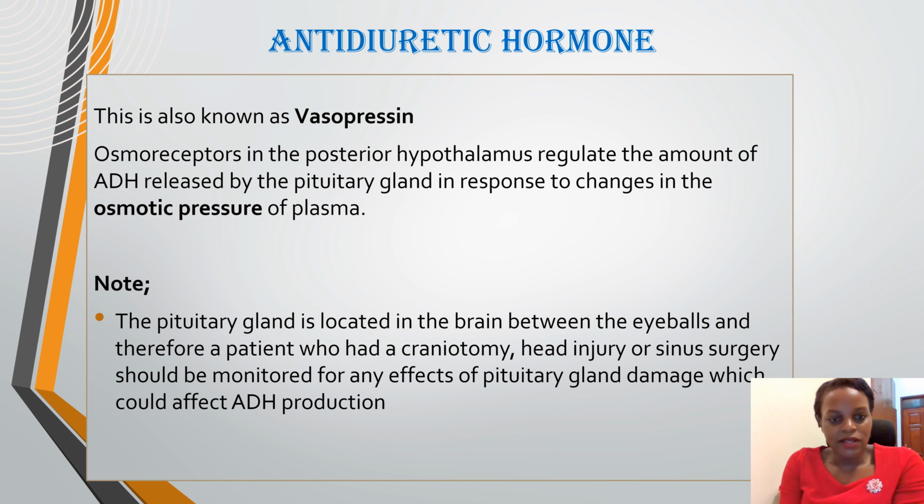We need to note that the pituitary gland is located in the brain between the eyeballs, and therefore a patient who has had a craniotomy, head injury or sinus surgery should be monitored for any effects of pituitary gland damage which could affect ADH production. You may find that after such surgery, someone is passing out lots of urine. Before you start investigating for kidney failure, you need to first know your anatomy, where the pituitary gland is located in relation to the surgery that was done.